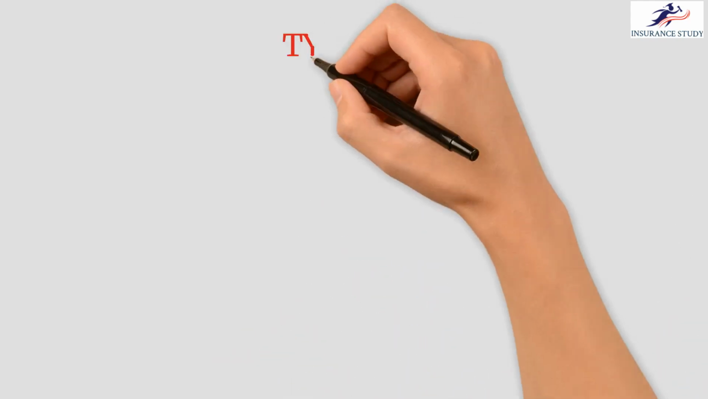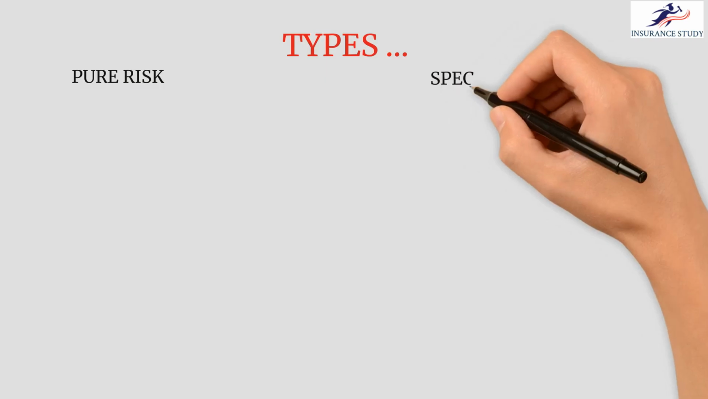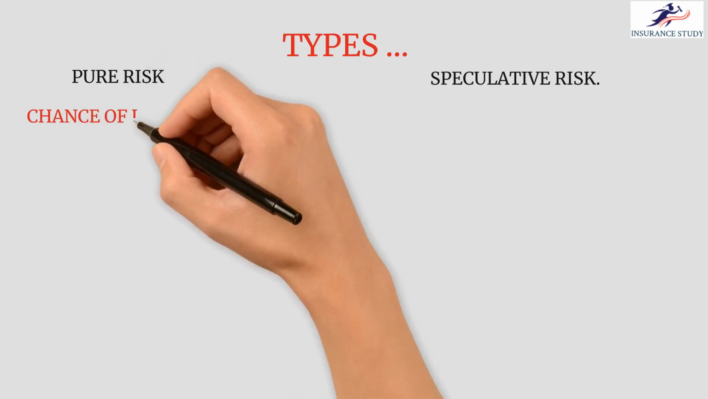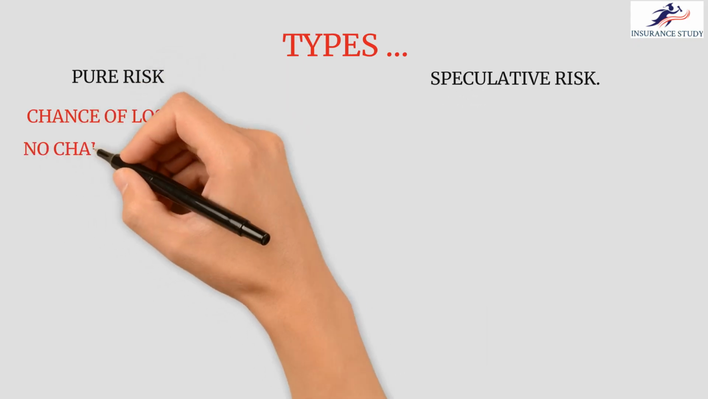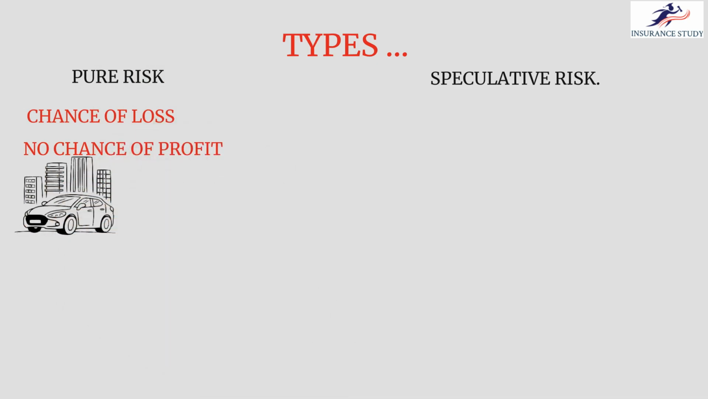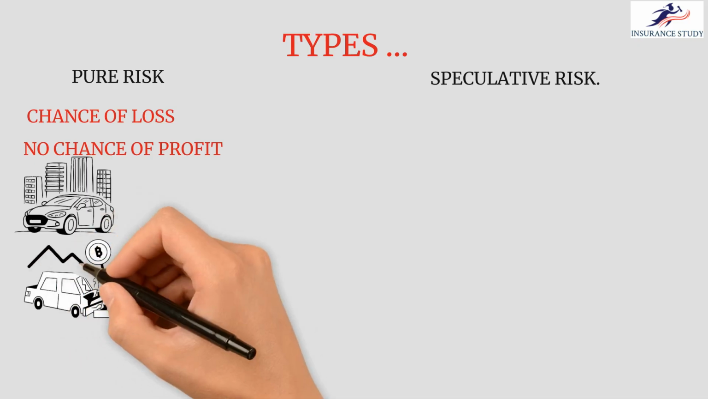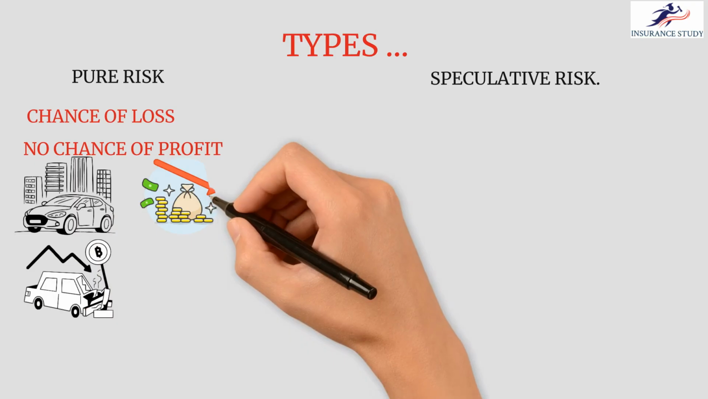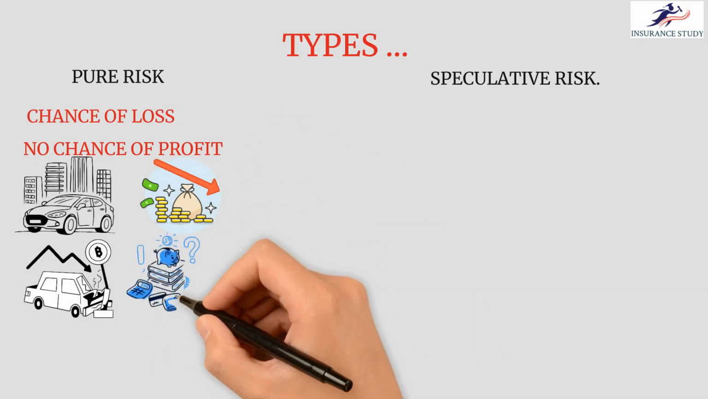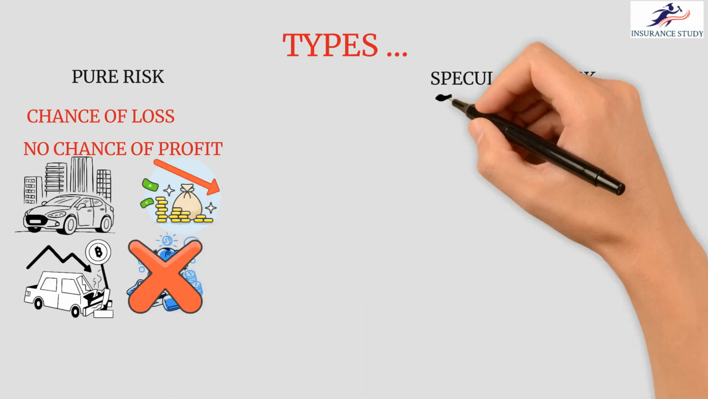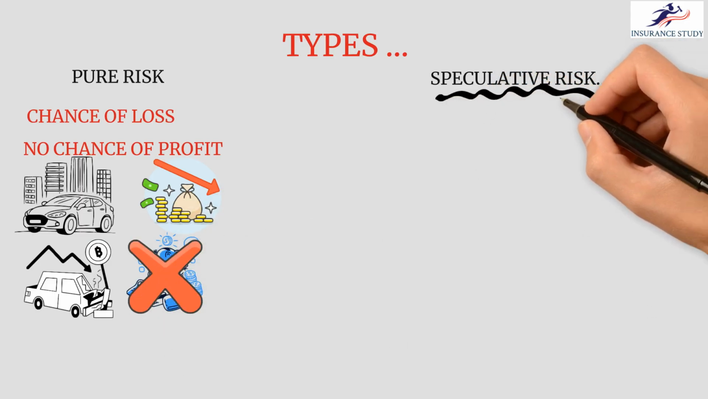Now let's look at the two important types of risk, pure risk and speculative risk. Let's start with the pure risk. Pure risk involves a chance of loss but no chance of profit. For example, suppose you own an automobile. If you have an accident, your vehicle could be damaged and you could suffer financial losses. But you cannot normally make a profit from the accident. That is pure risk.